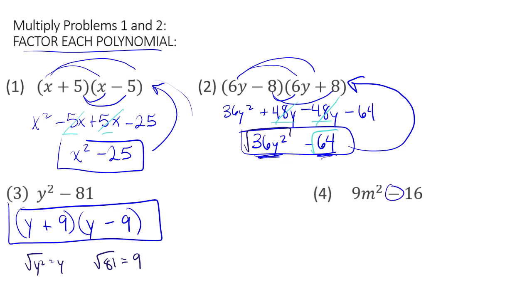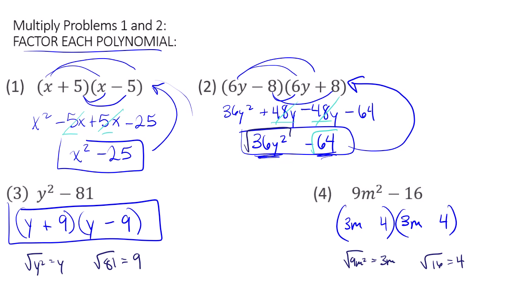So it's a difference of 2 perfect squares, right? This is a perfect square, this is a perfect square. By the way, with variables, whenever the exponent is even, it's a perfect square. All right, so I'm going to set this up. I'm going to take the square root of 9m squared, which is just 3m, right? Square root of 9 is 3. Square root of m squared is m. So I'm going to put 3m here, 3m here. So now I want to take the square root of 16, which equals 4. So I'm going to put a 4 here, a 4 here.